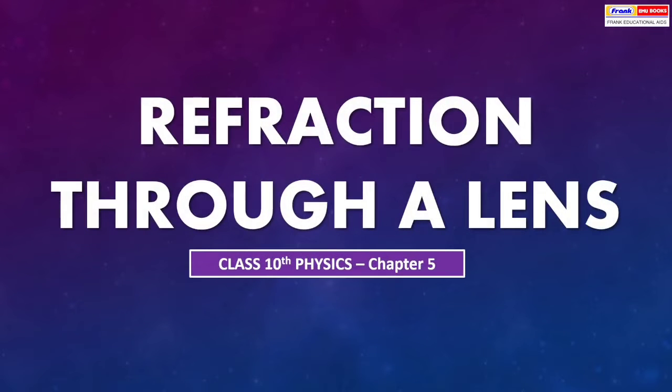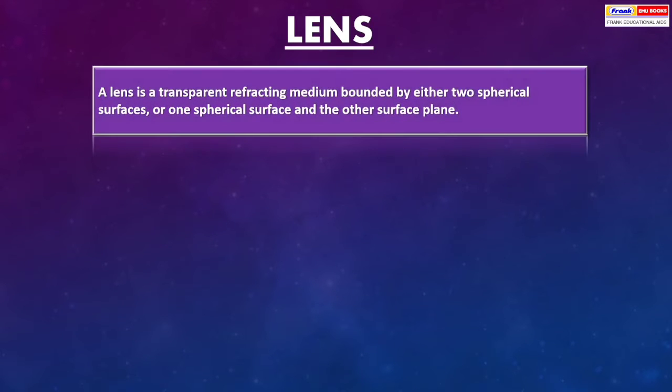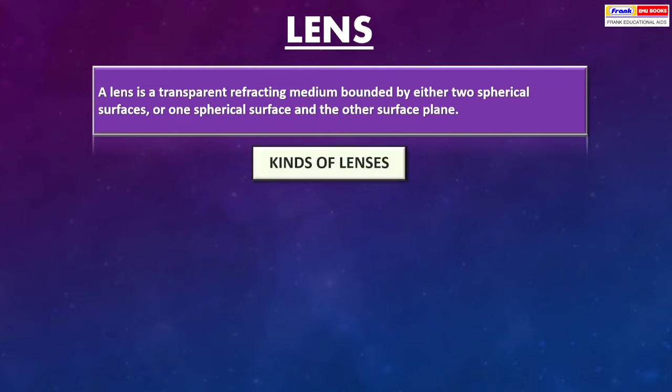Refraction through a lens. Lens. A lens is a transparent refracting medium bounded by either two spherical surfaces or one spherical surface and the other surface plane. Kinds of lenses.